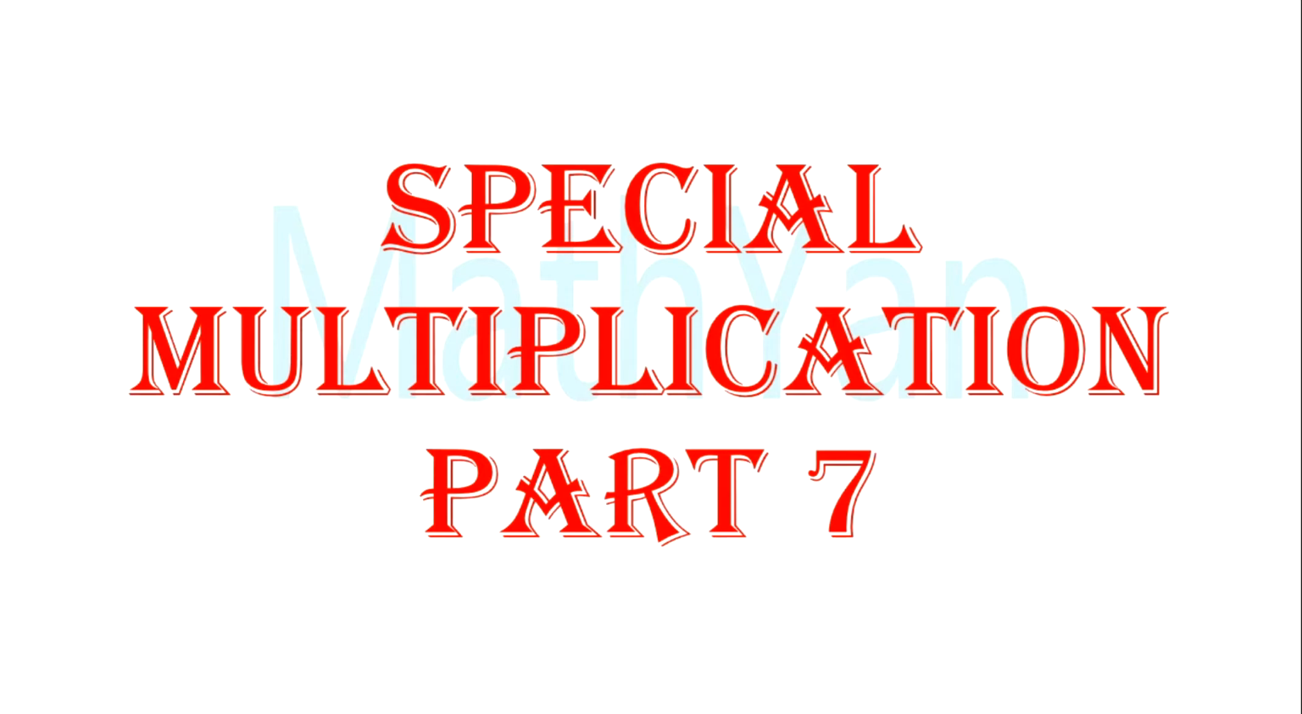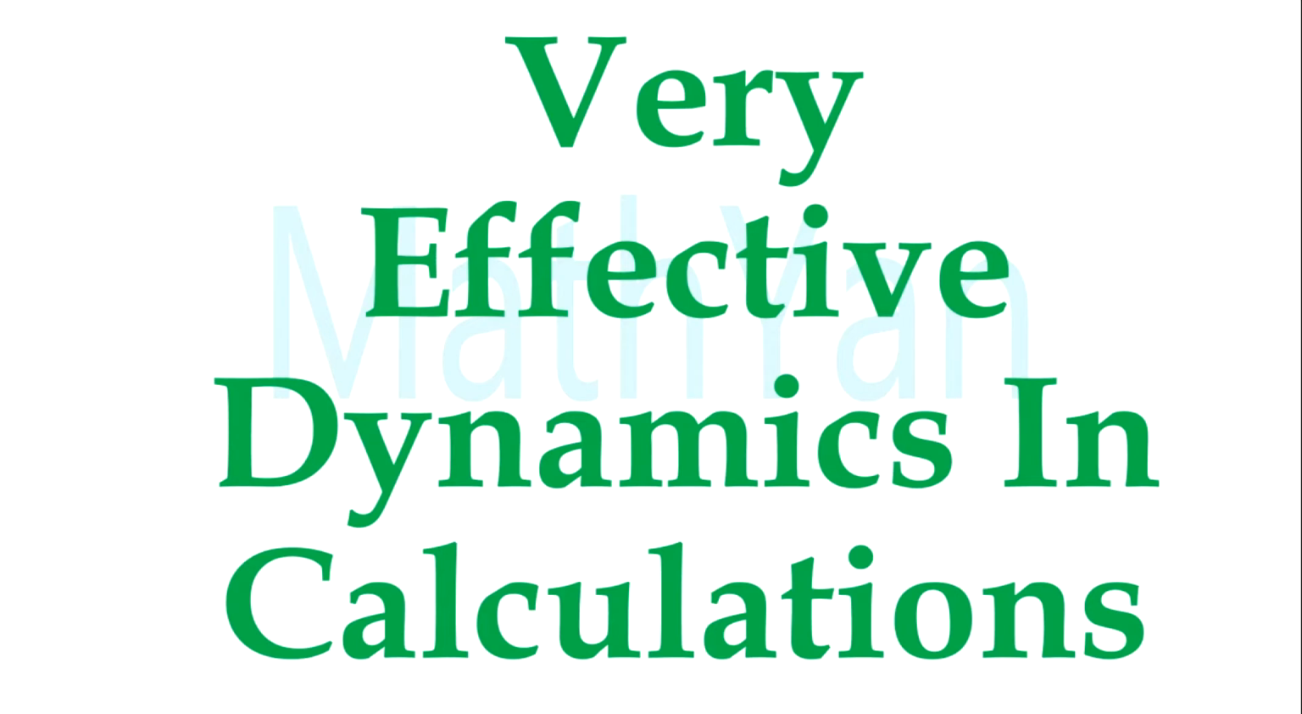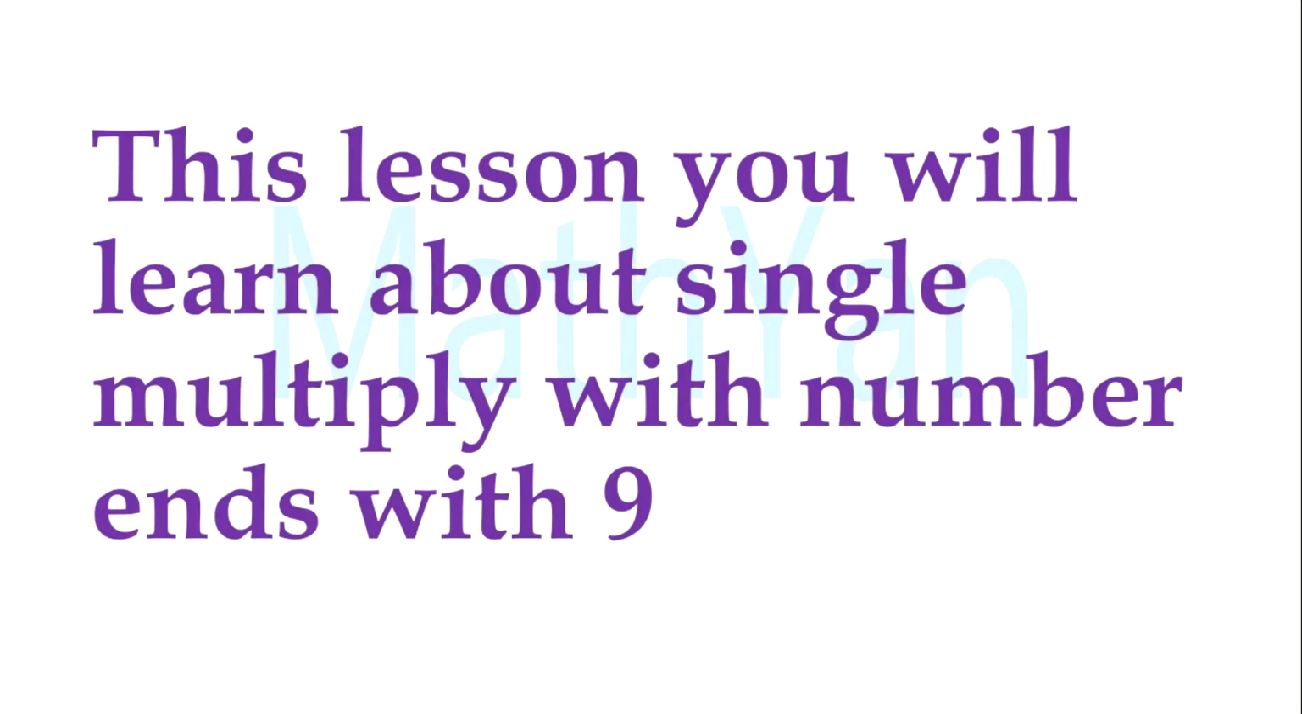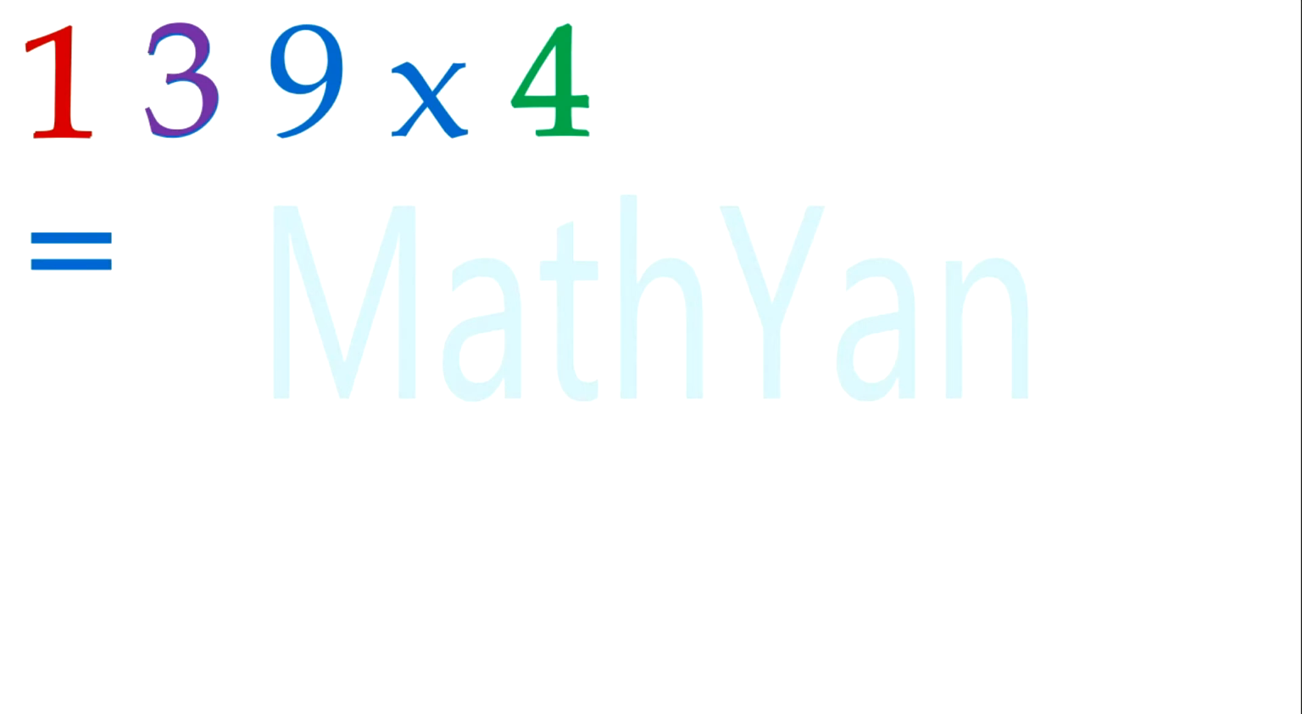Okay, today's lesson is special multiplication part 7. It's very effective dynamic string calculations. Okay, the lesson will learn about single digit multiplied with number that ends with 9. For example, 139 times 4.